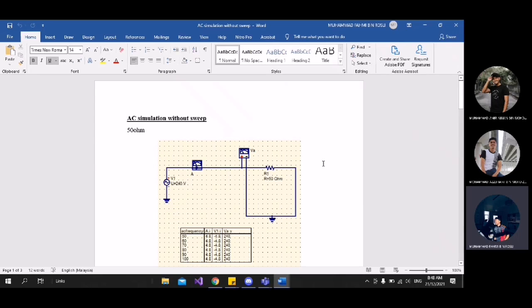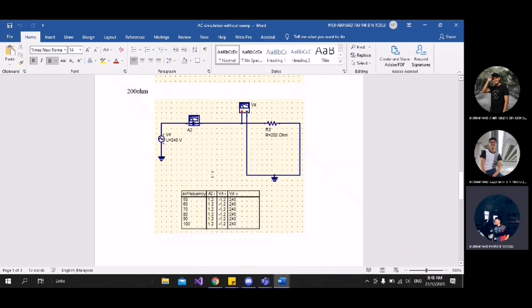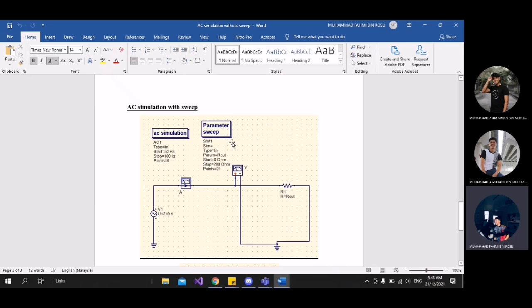Then we have the setting for AC simulation. We start from 50 Hz and stop at 100 Hz. Down here is the parameter sweep. A parameter sweep allows a parameter to be swept through a range of values and can be performed when running a transient, AC or DC sweep analysis. Parameters that can be varied include a voltage or current source, temperature, a global parameter or a model parameter.